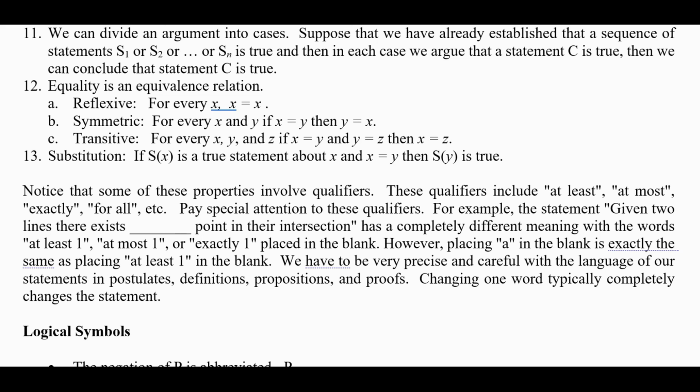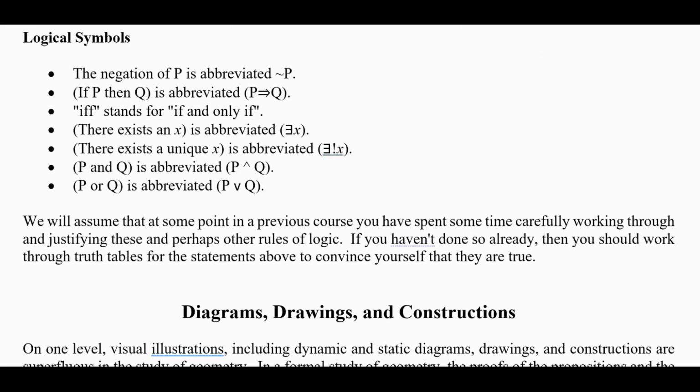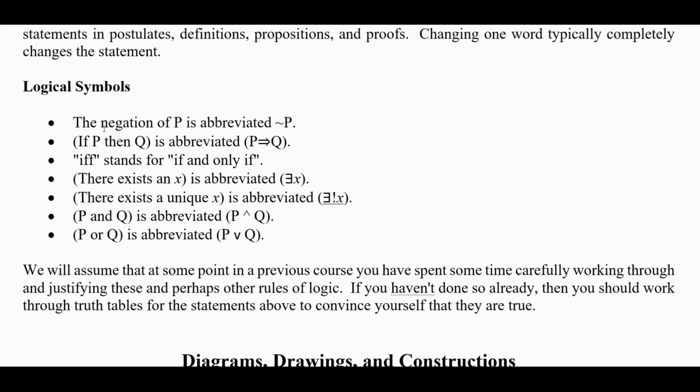In general, we have to be very precise and careful with the language of our statements in postulates, definitions, propositions, and proofs. Changing one word typically completely changes the statements. We do have some symbols that we can use. The negation of P is abbreviated with a squiggle, like that. If P, then Q is abbreviated P, little arrow, Q.